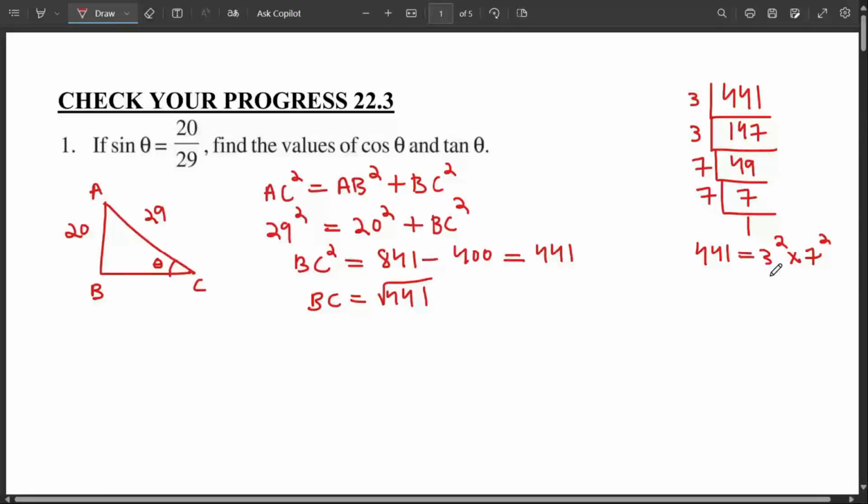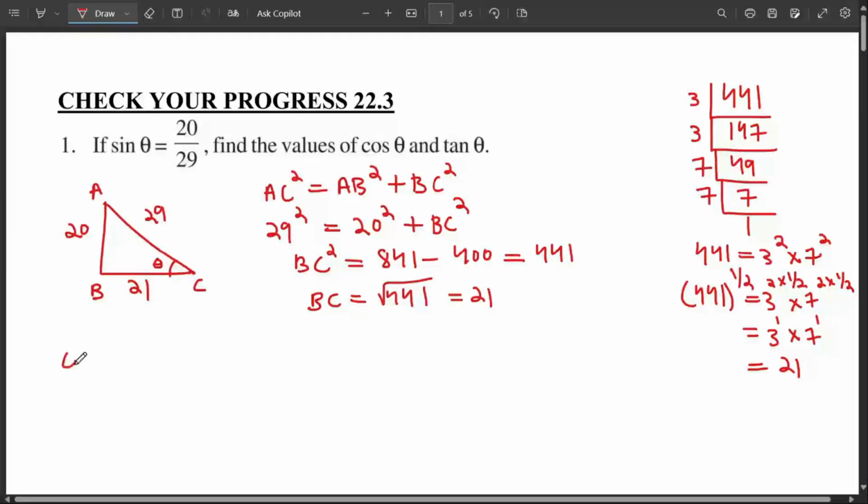We know that square root means whole to the power 1 by 2. So 441 whole to the power 1 by 2 is equal to 3 square into 1 by 2 into 7 square into 1 by 2. 2 into 1 by 2 is nothing but 1. So it is 3 to the power 1 into 7 to the power 2 into 1 by 2, which is again 1. 3 sevens are 21. So square root of 441 is equal to 21. So BC is equal to 21.